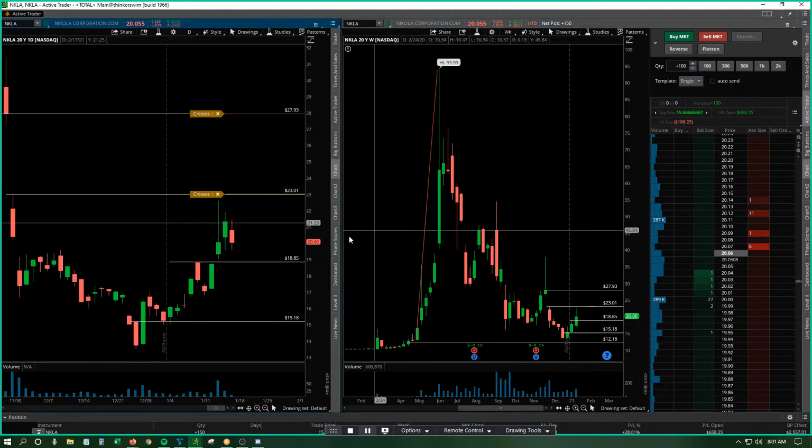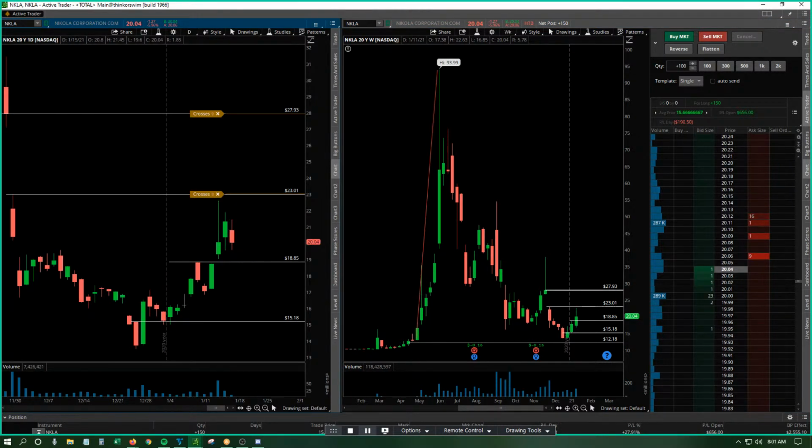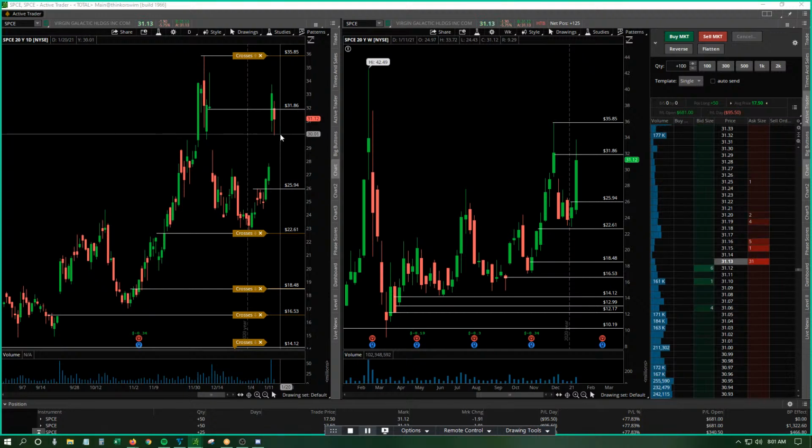Nikolai, he is not doing a whole lot. He's still hanging on to this 20 level. We're long from 1550 on Nikolai. Space. Okay, he gapped up, filled his gap yesterday, and pulled back. He's trying to hang on.